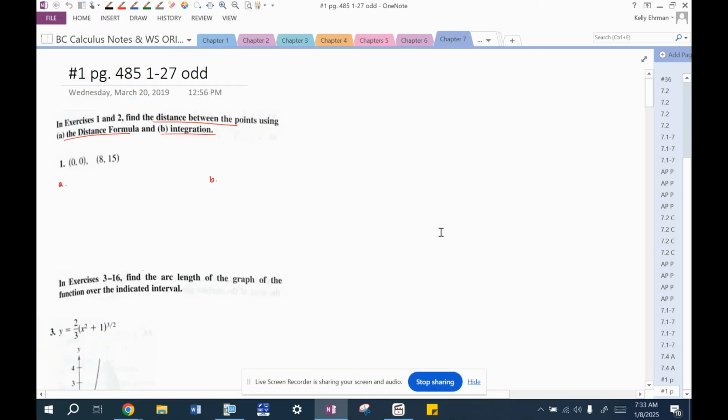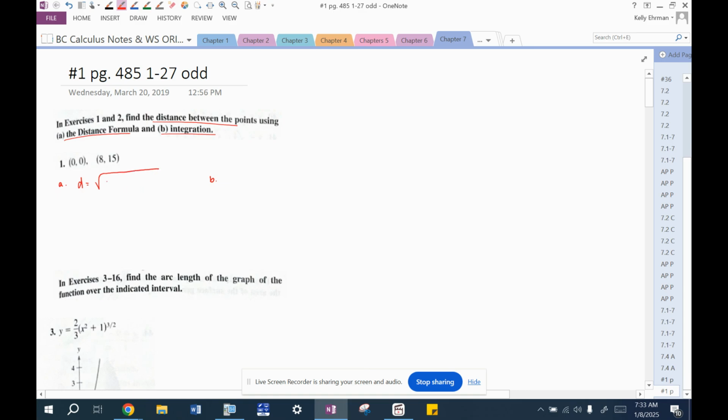All right, guys, we're going to start this homework number 1 for second semester. First problem says find the distance between the points using the distance formula and then integration. If we're just doing 2 points, we don't really need calculus for this.